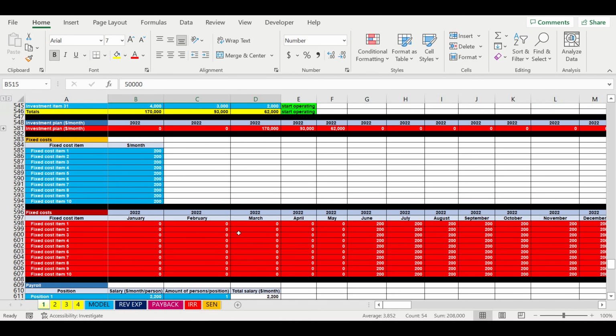Then we are moving to the fixed costs. So for example, rent, some equipment, and so on. So here are the articles for fixed costs. Here are the values of expenses per month.